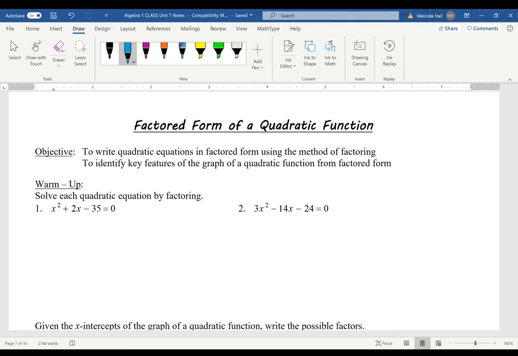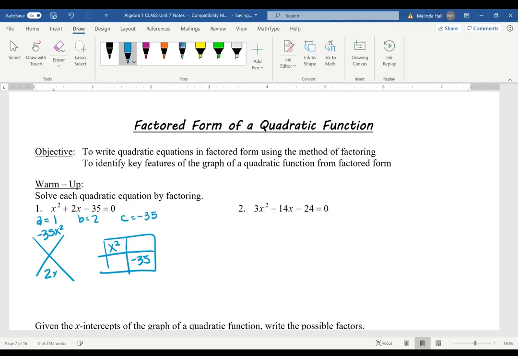So remember, with factoring, you have to be able to identify your A, B, and C. So in number 1, A would be 1, B would be 2, and C would be negative 35. So when we are factoring, we use the box and X. So you draw your box and your X. You put your first term, x squared, in the top left, and you put your last term, the C, in the bottom right. Then you multiply them together, so that would be negative 35x squared. And then your middle term that's been ignored this entire time gets thrown into the bottom, 2x. Perfect. So from there, you have to decide what will multiply to get negative 35, but add to get 2.